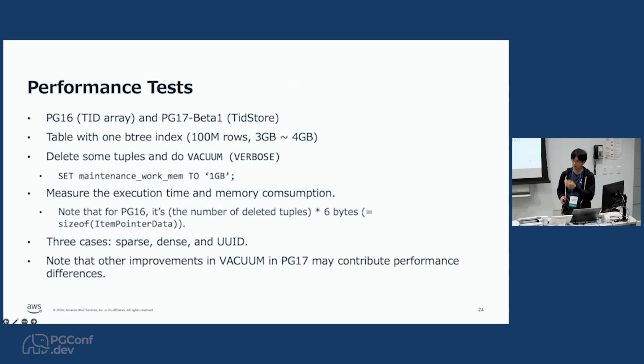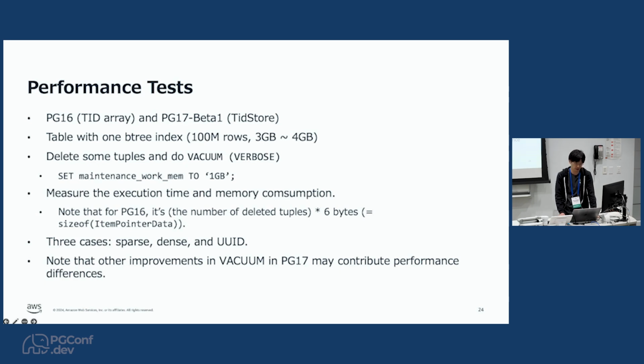So let's move on to the performance test part. I evaluated this lazy vacuum performance on some workloads and compared it to Postgres 16. The table I used was 3 GB or 4 GB in size, and it had 10 million rows, with one B-tree index. And I deleted some tuples depending on the workload. I will explain that. And do the vacuum.